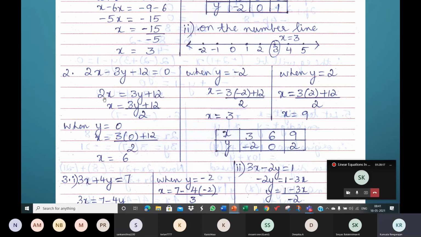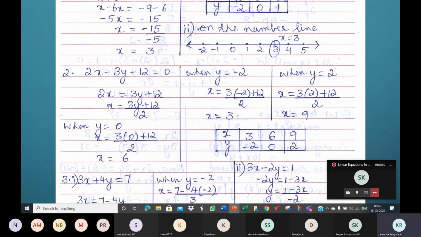For which we either write x in terms of y or y in terms of x. Sometimes teachers use the equation as it is. They give different values for x and find y, or give values for y and find x. But this is conventional, children. This is an old habit of making the xy table. So we write x in terms of y or y in terms of x. You can choose anything.